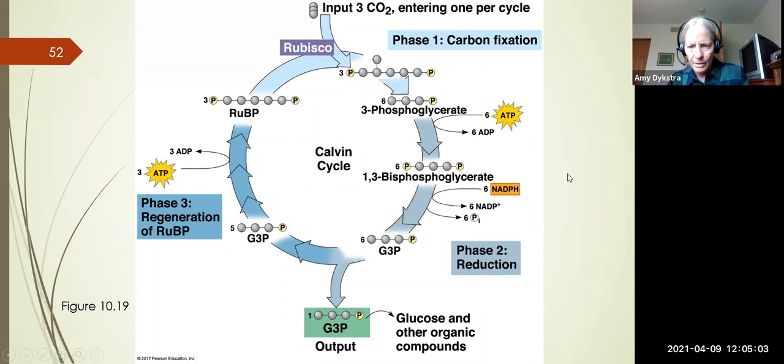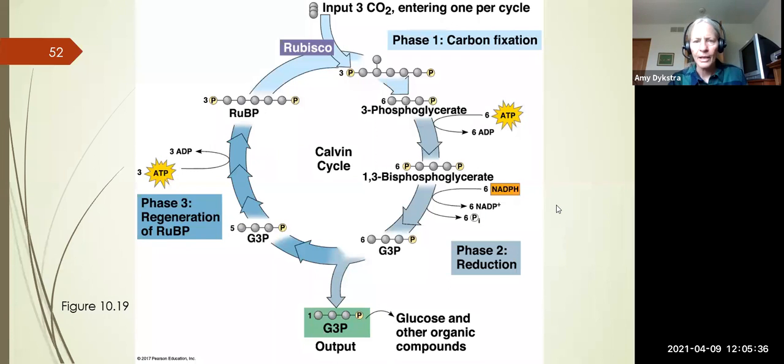All right. Big picture is we're taking carbon dioxide out of the air, and we are building that carbon dioxide into organic molecules, which are the output. And that's called carbon fixation, fixing inorganic carbon to make organic carbon. And that requires ATPs and NADPHs.